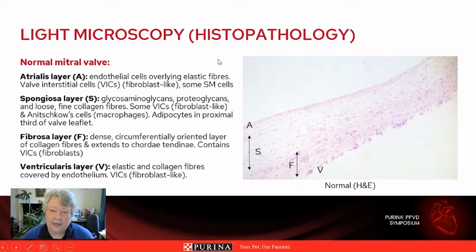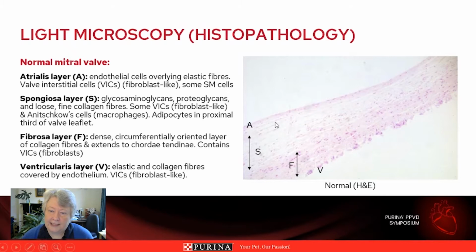So on the atrial side, we have our atrialis layer. So these are basically endothelial cells, and that overlies some elastic fibers. And the other predominant cell type within the valve, apart from the endothelial cells on either surface, are valve interstitial cells. So these are quite fibroblast-like.